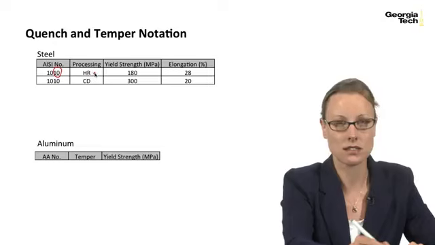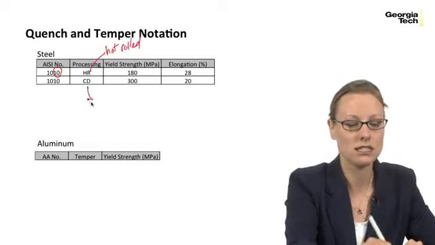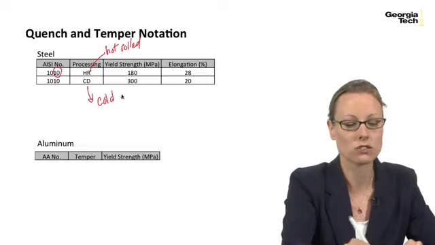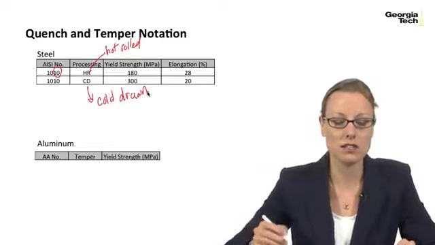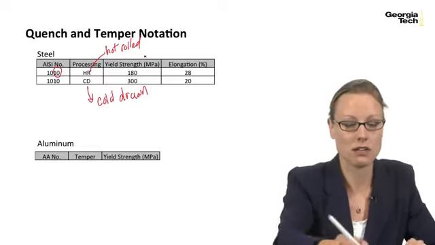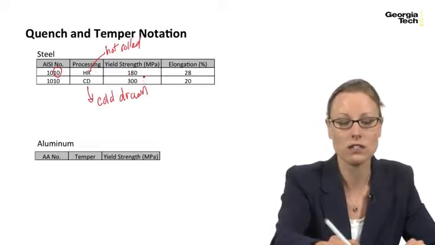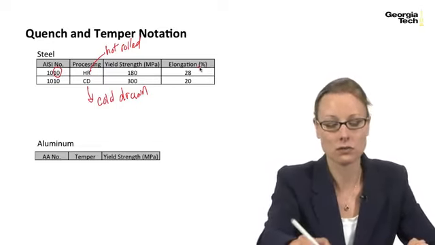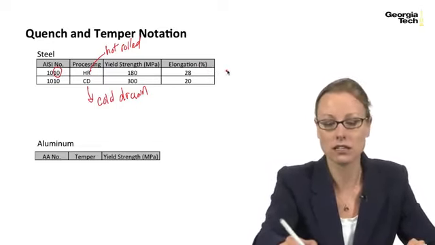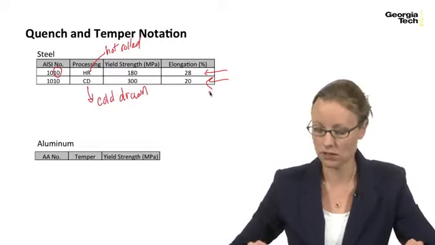Here the processing says that HR, that means hot rolled steel, and CD, that means cold drawn. And you can see what I just talked about happening here. So the hot rolled steel is not as strong as the cold drawn steel. It has a significantly lower yield strength. But the hot rolled steel has better ductility. It has more elongation than the cold drawn steel.